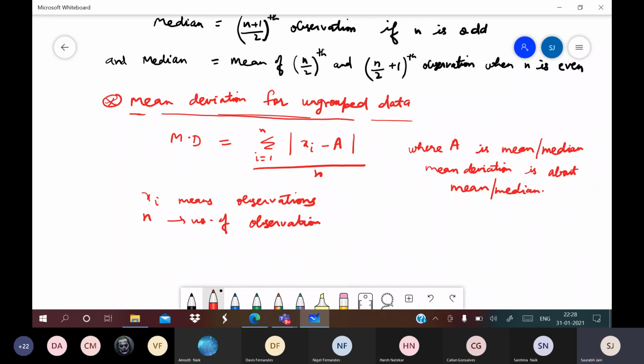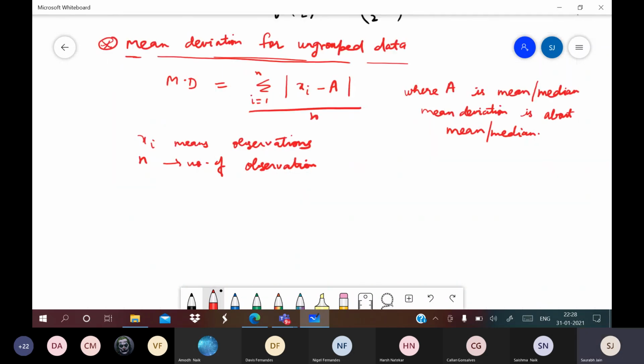Now to understand this question, we need to take an example. We'll take two questions. In one they will be asking the mean deviation about mean, and in the second question they will be asking the mean deviation about median. So like you see, this is the first question.